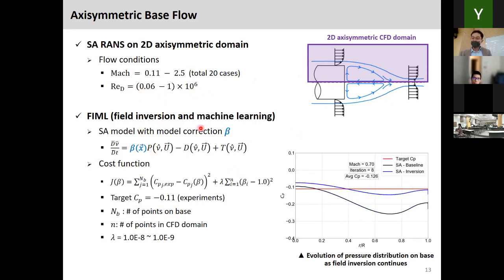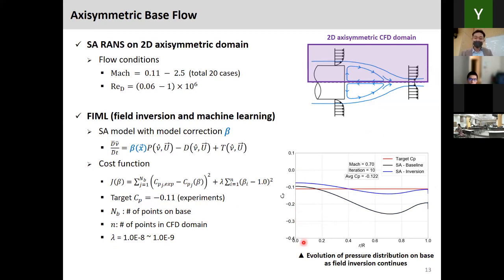And we use the field inversion and machine learning technique. Again, this is the Spalart-Allmaras equation with the beta correction on the production term. Here, compared to the airfoil case, we modify the cost function because we would like to predict the base pressure on the base plane. So we put the pressure on the base plane in our cost function. Experimental data is around -0.1 for this pressure coefficient value, and it's more or less uniform in the radial direction.